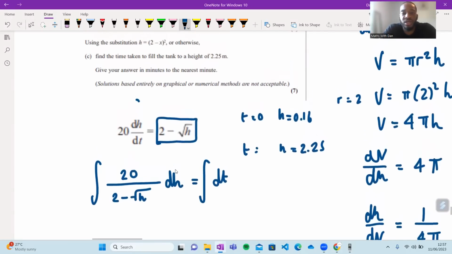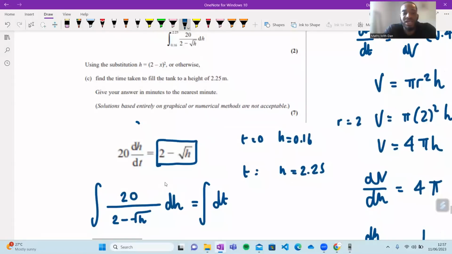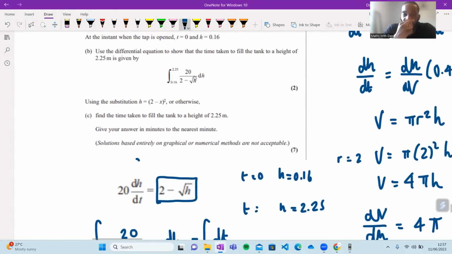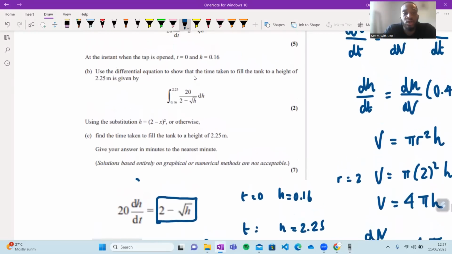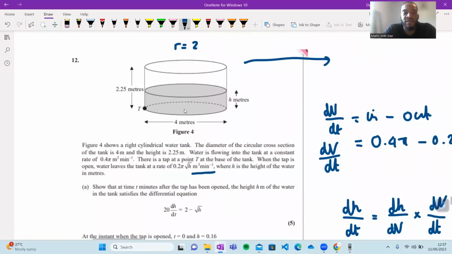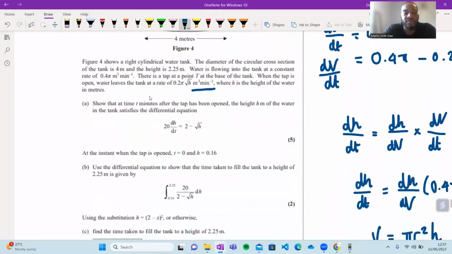And then now, technically speaking, you're just dealing with a function in terms of the variables t and h, right? Because it's t equals 0, 0.16, which is wherever this is t equals 0, right? It's increasing, but at a slow rate, isn't it? Because there's water leaking from the tap, right? It's going to go up to 2.25 eventually, yeah?